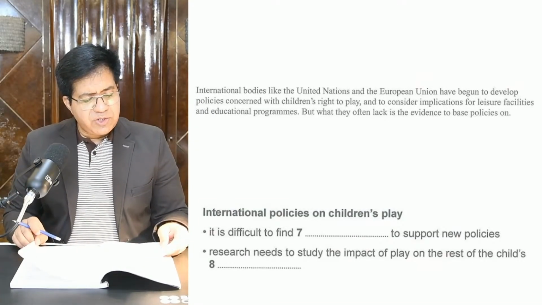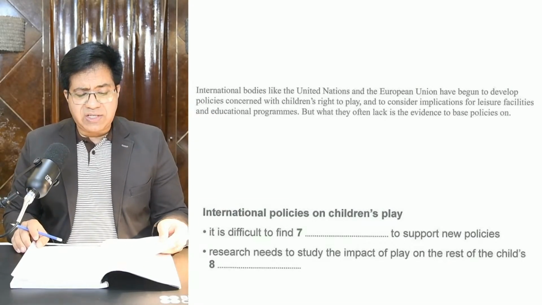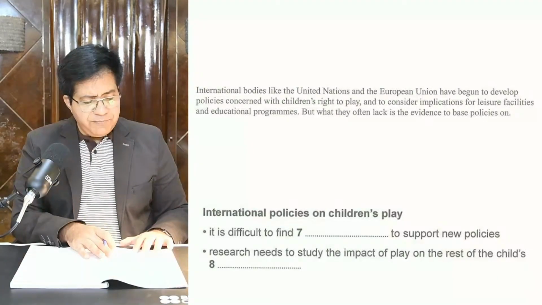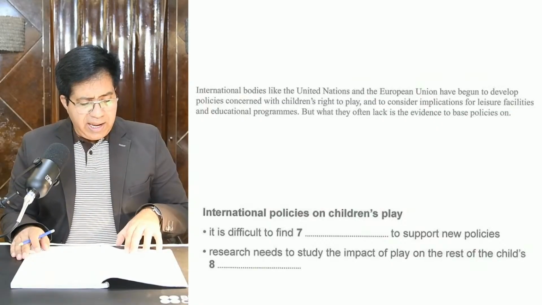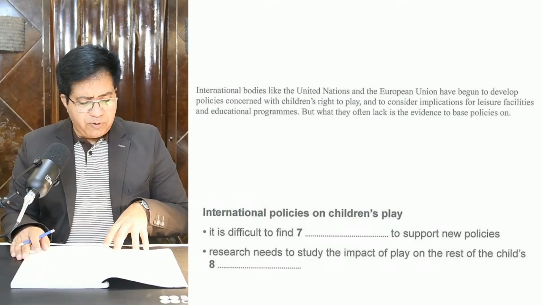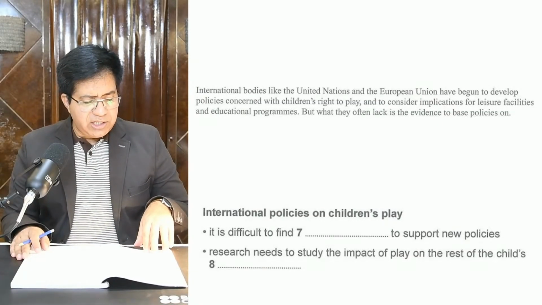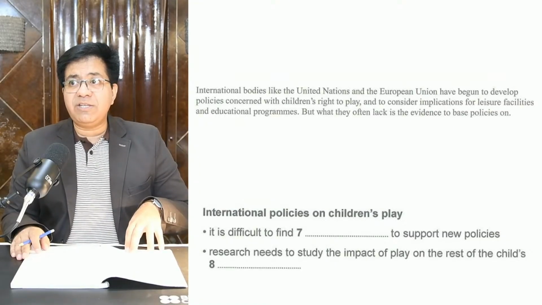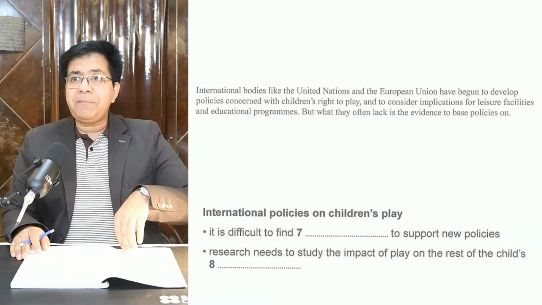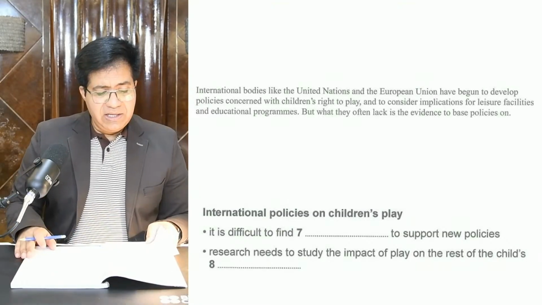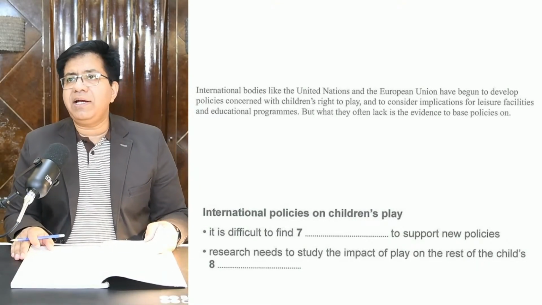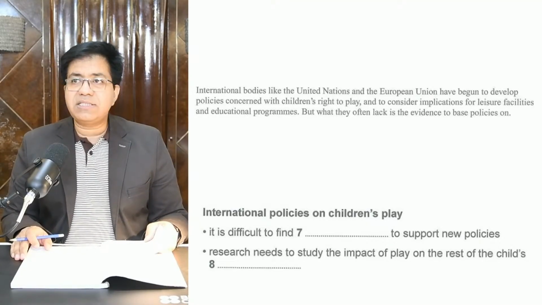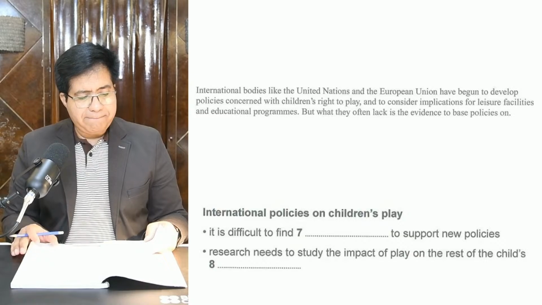Now we are going to just see it is difficult to find something to support new policies. We read on. Concerned with children's right to play and to consider implications for leisure facilities and educational programs. But what they often lack means difficult to find, is the evidence. Exactly. So it is difficult to find, and what they often lack, they are synonyms. Correct answer is evidence.